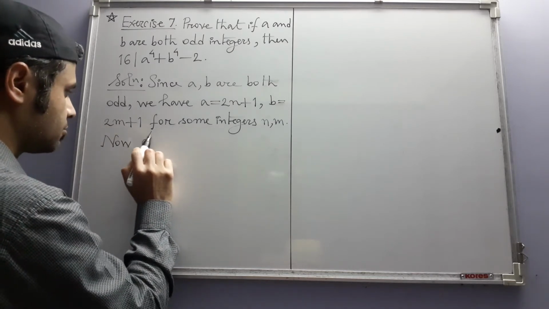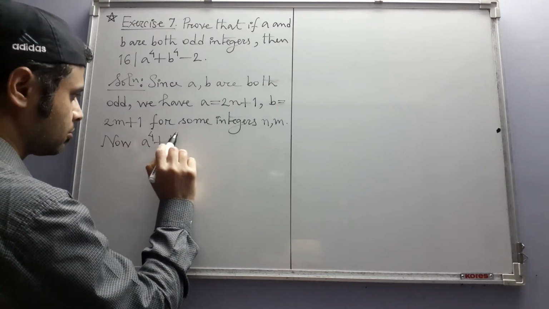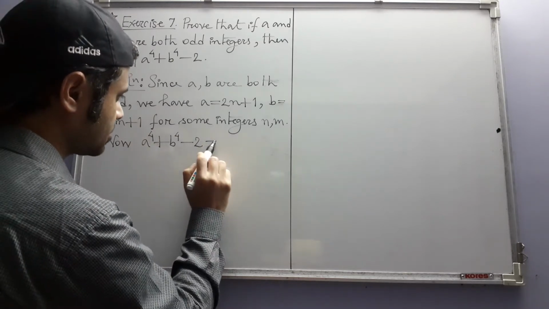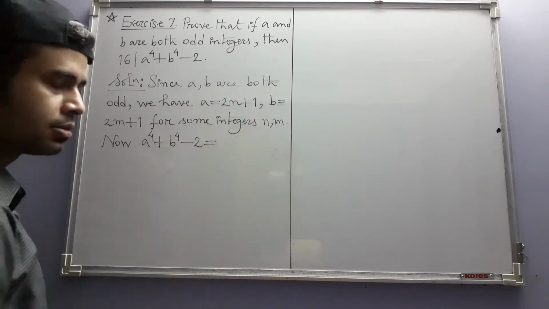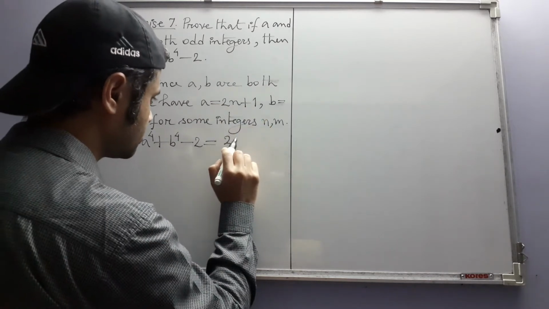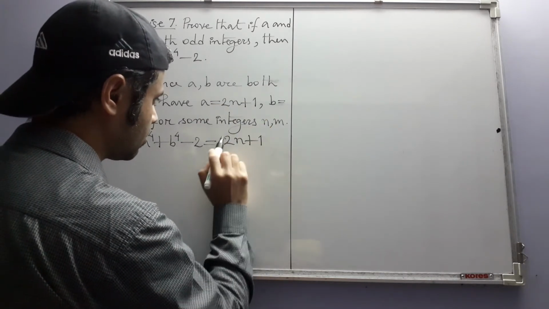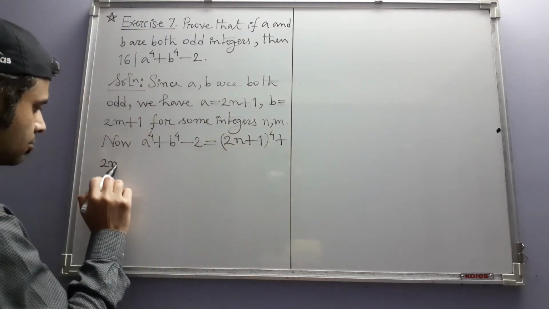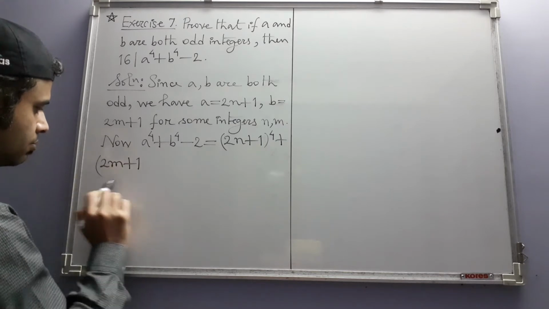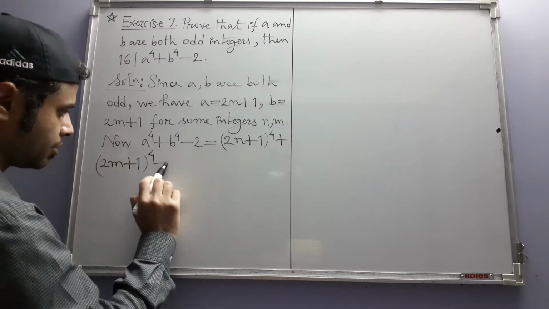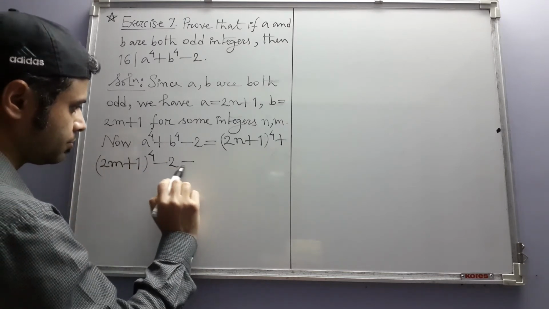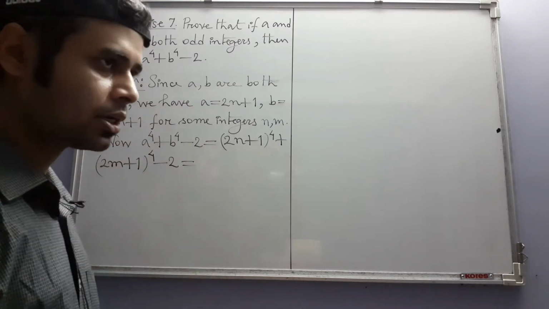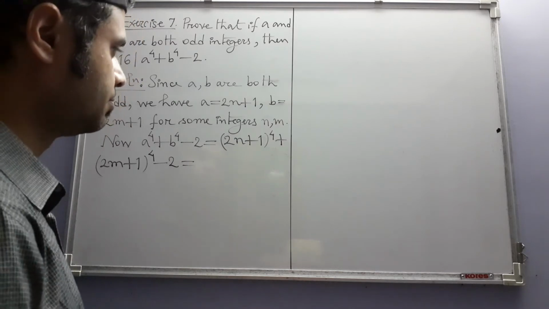Now, what happens to this integer if we substitute for a and b these expressions? 2n plus 1 whole to the power 4 plus 2m plus 1 whole to the power 4 minus 2. We will now expand these powers using the binomial theorem.